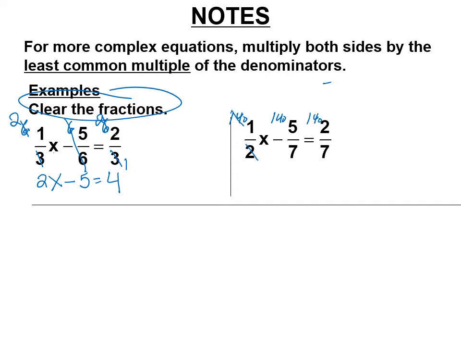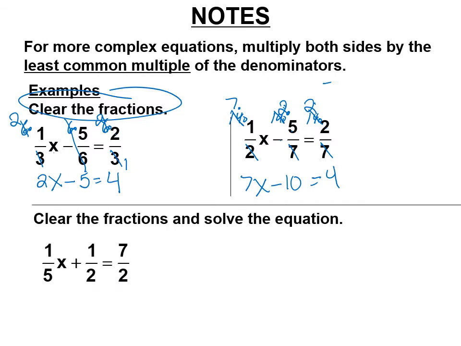2 goes into 14 7 times. This becomes 7x. 7 goes into 14 2 times. So we have this minus sign, and we have 2 times 5. I really should be writing a multiplication dot everywhere here. And so 2 times 5 is 10. This 7 cancels with this 14, becomes 2. 2 times 2 is 4. And that's the two-step equation we could solve.